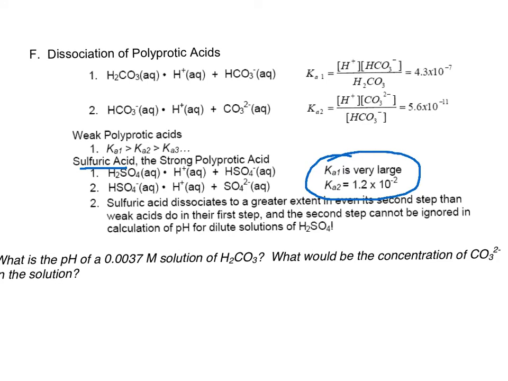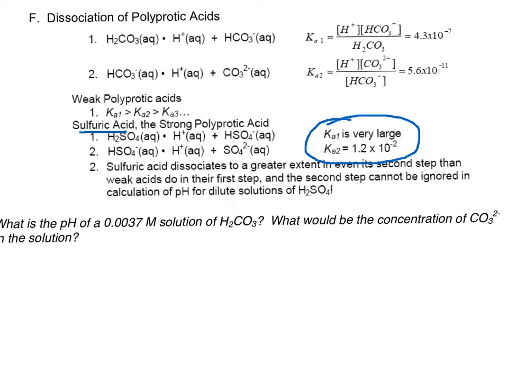The reason why is because K1, its value is just so ridiculously high that we don't really even have a good value for it. And so we go ahead and use the K2 value, because even though it is a stepwise dissociation, the second dissociation is still so strong that we really can't ignore it.